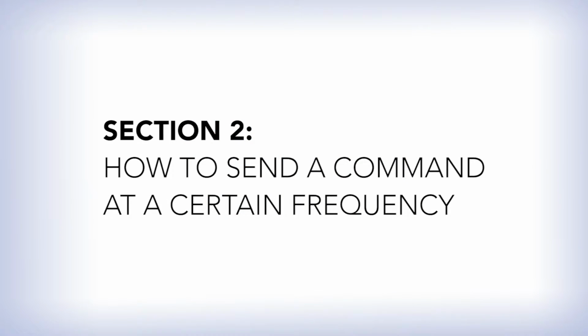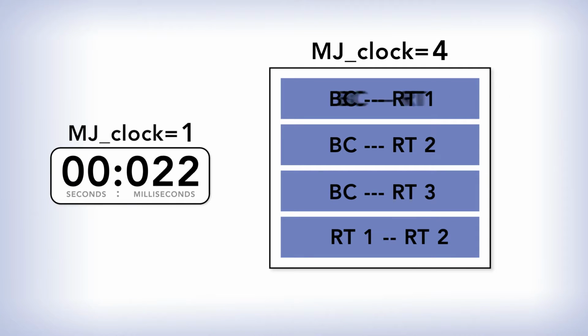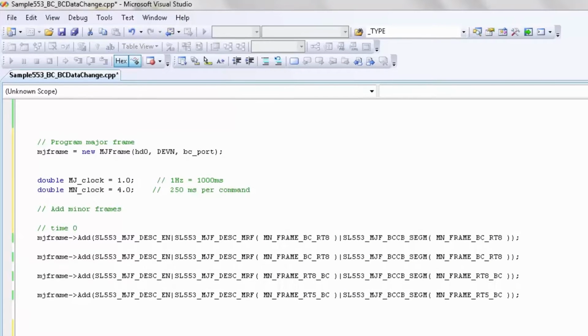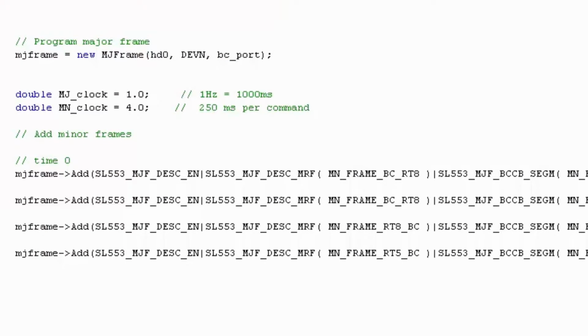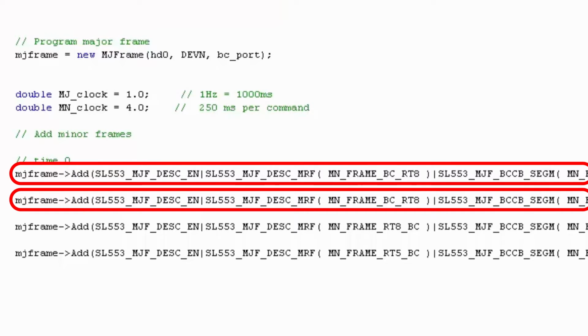Section 2. How to send a command at a certain frequency. In this example so far, each command is sent once every major frame cycle, or at 1 Hertz. In more complex systems, you may need to send a command at a higher rate, say 2 Hertz. To accomplish this, just add 2 of the same commands into the major frame.